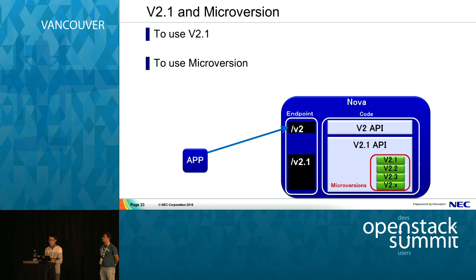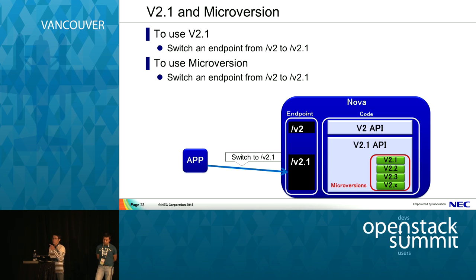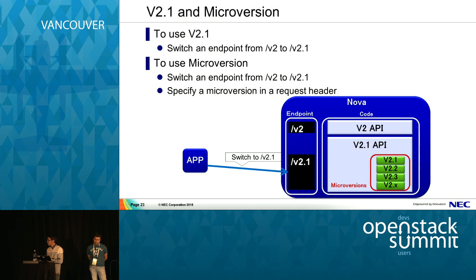Here, I'd like to show the outline of usage with this diagram. As I said on the previous slide, the default endpoint is v2, not v2.1. So to use v2.1, we need to switch the endpoint from the default to v2.1. To use microversion, we need to switch the endpoint in the same way as previously, because microversion is implemented on the v2.1 API. In addition, we need to specify a microversion in the request header like this.